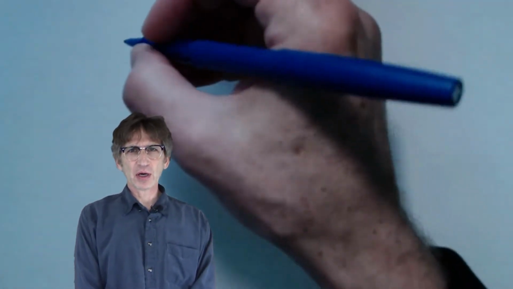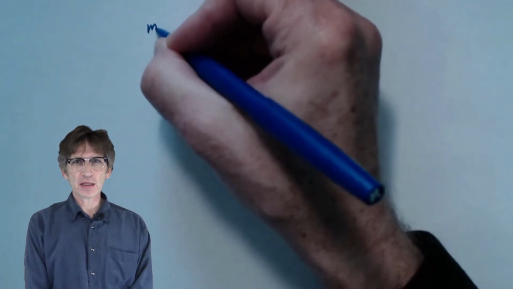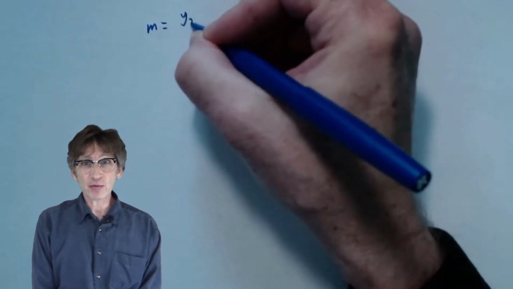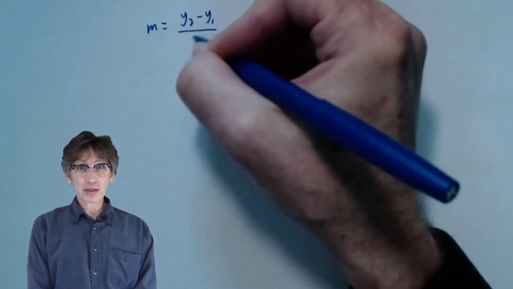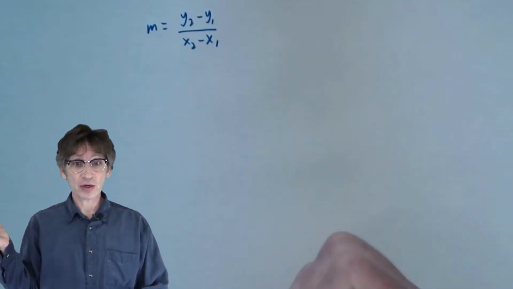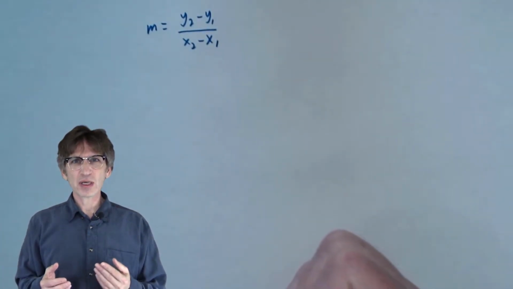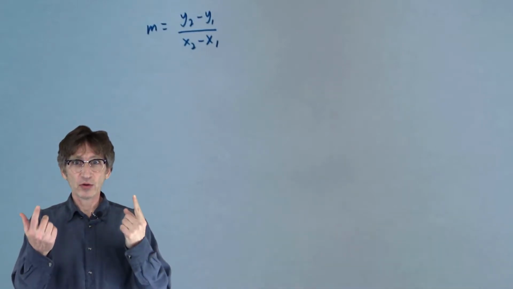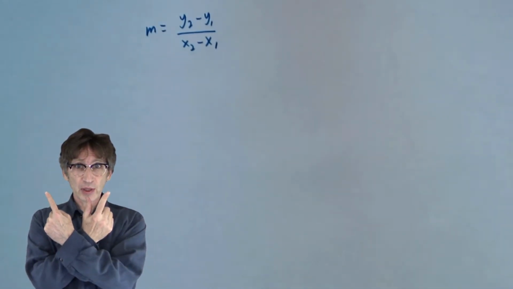Today we're going to look at point slope form and where it comes from. So we're going to start with our old familiar friend, the slope formula. M equals y2 minus y1 over x2 minus x1. We know this. So we're going to do one small change to it. We're going to flip it around. Put the m on the other side.